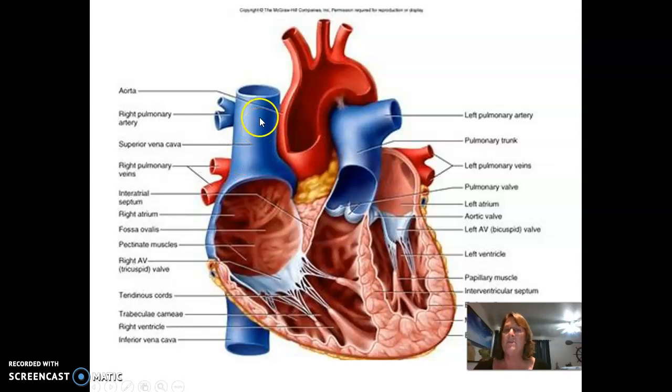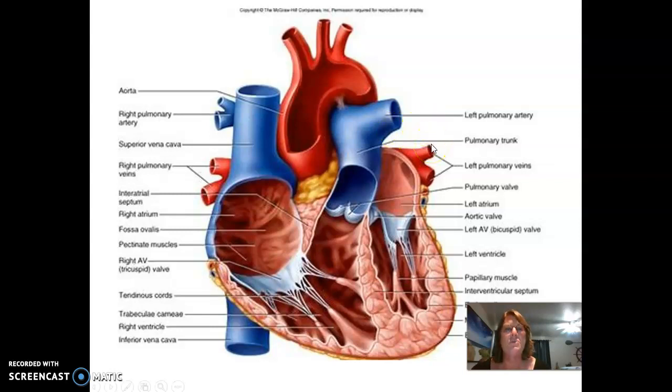We said blood comes in through the superior and inferior vena cava and dumps into the right atrium. From there it goes through the tricuspid valve into the right ventricle. From the right ventricle, it goes through the pulmonic valve to the pulmonary artery where it branches to the right and left lungs, and that's where our oxygen and CO2 exchange takes place.